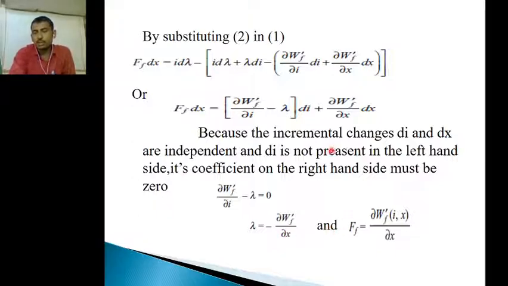And comparing the ∂x terms, here we have the ff, and here we have ∂W'f by ∂x. So ff is equal to ∂W'f of I comma x. Why? Because in the previous case we considered this function with the variables I comma x.